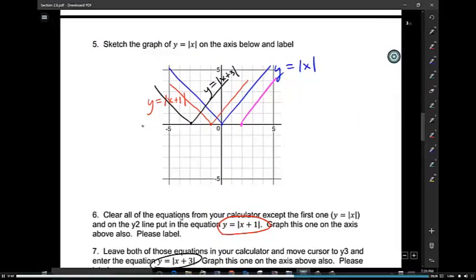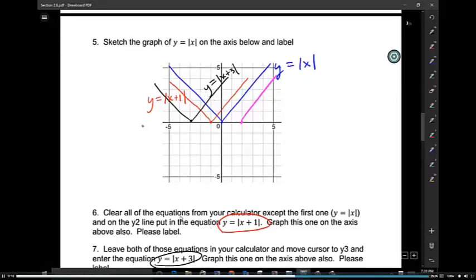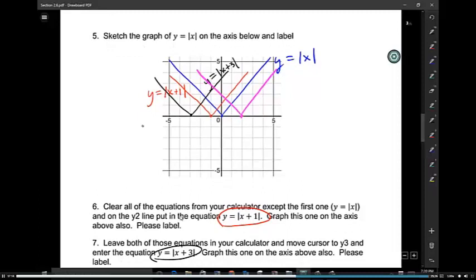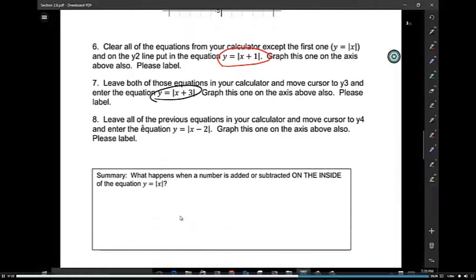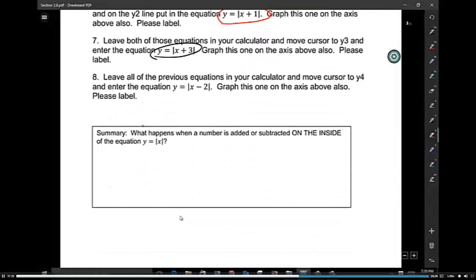So same shape of the lines, right? Oh, sorry, wasn't it? Same shape of the lines, so something like that. And that one was x minus 2. Okay, so again, let's kind of summarize what we have going on here.